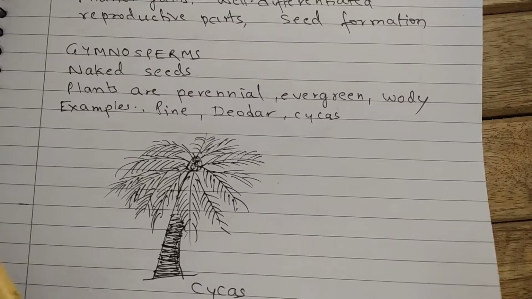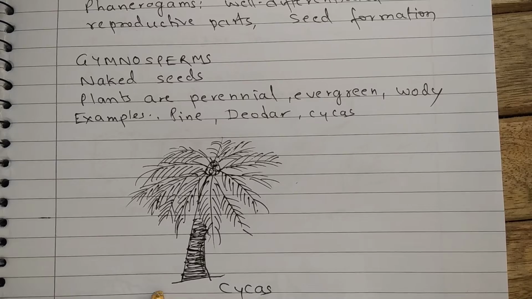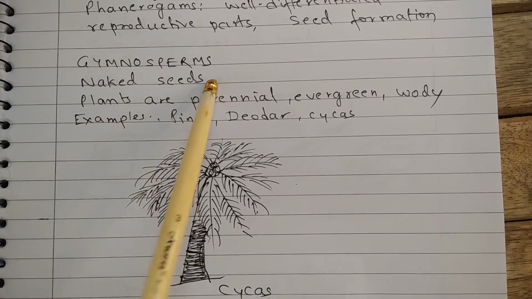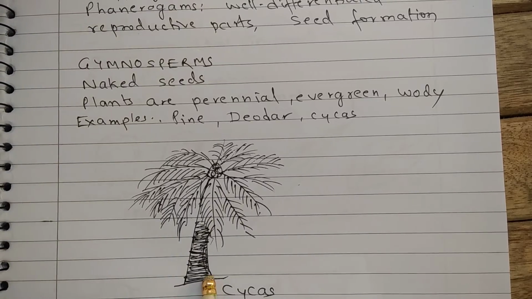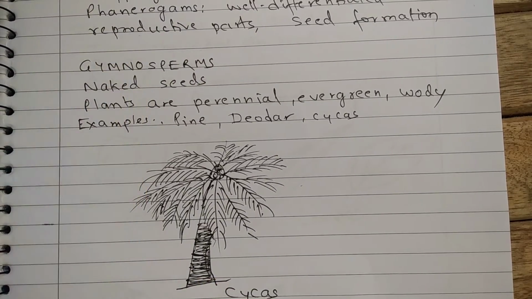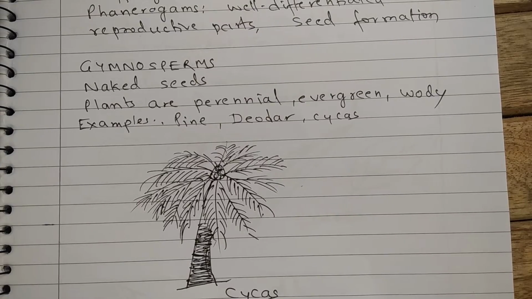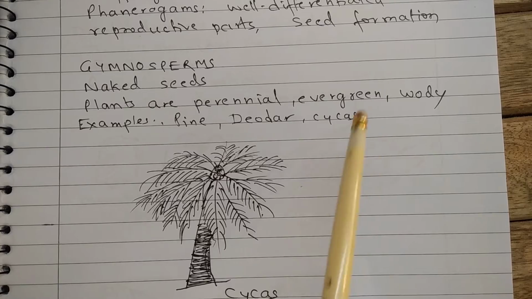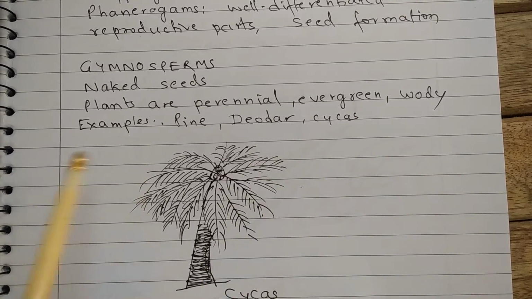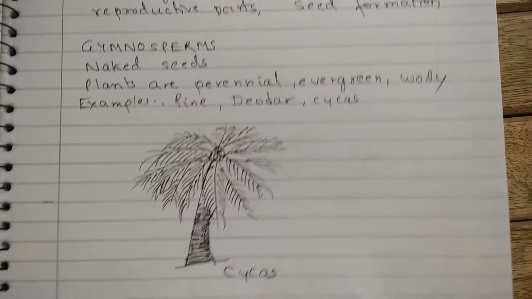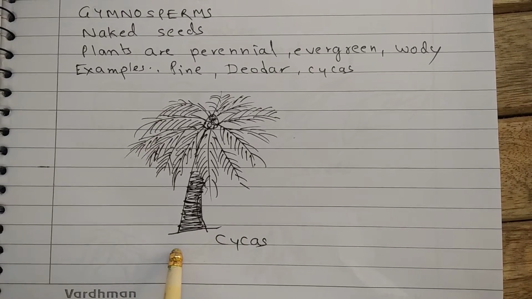Now let us move on to the next division, that is gymnosperm. Gymno means naked and sperma means seeds. So gymnosperms contain naked seeds, which means seeds are not developed inside the ovary. Seeds are not covered. These plants are perennial, evergreen and woody. Examples are pine, deodar and cycas. This is the figure of a cycas tree.